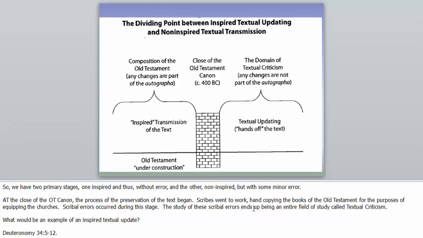At any stage along the way, God, through His Holy Spirit, is overseeing the original writing and the slight updating over time process that's behind the Old Testament.